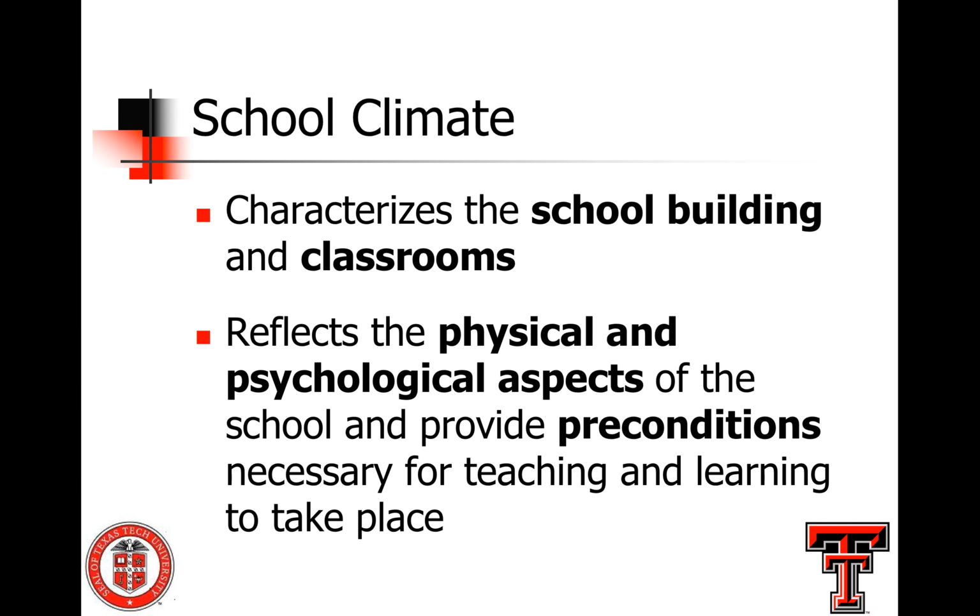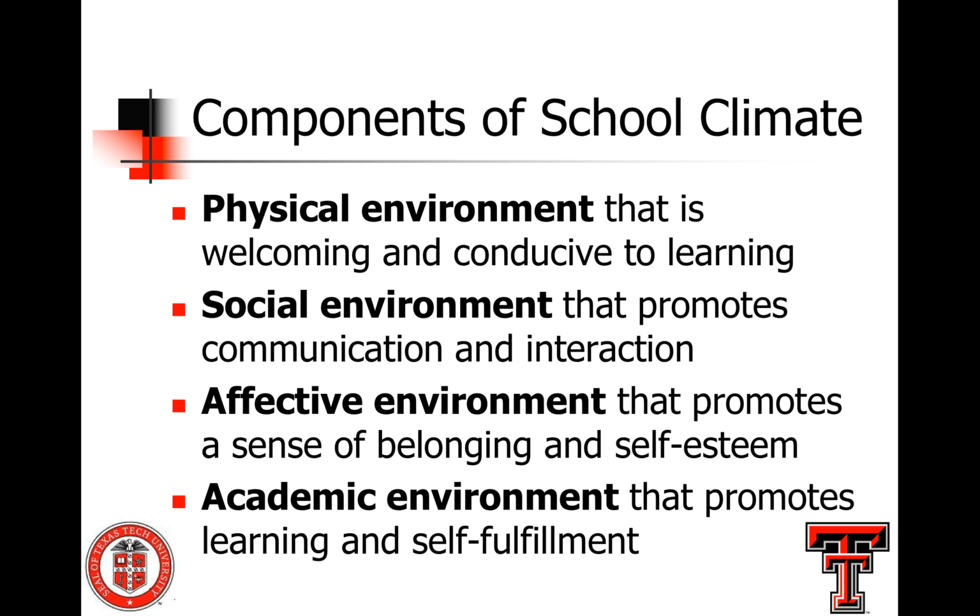All right, so school climate. This characterizes the school building and classroom. This reflects the physical and psychological aspects of the school and provides preconditions necessary for teaching and learning to take place. The physical environment is welcoming and conducive to learning. I already kind of talked about that with the culture, so the climate does impact the culture. It's also the social environment that promotes communication and interaction. The affective environment promotes a sense of belonging and self-esteem. And the academic environment promotes learning and self-fulfillment.